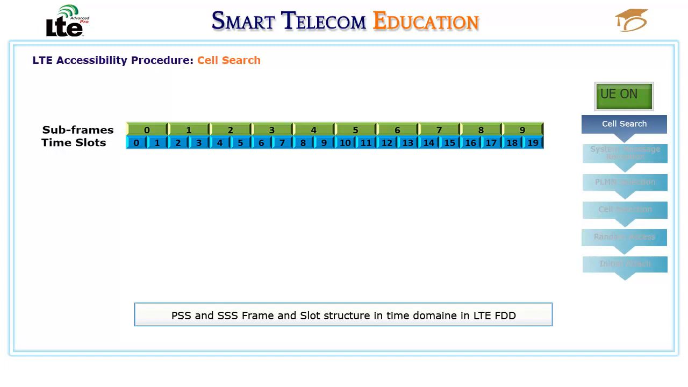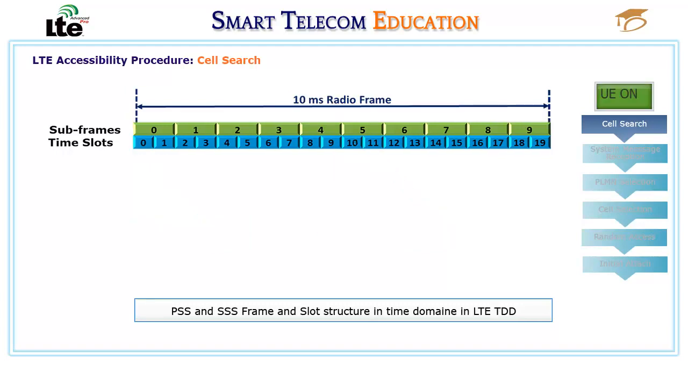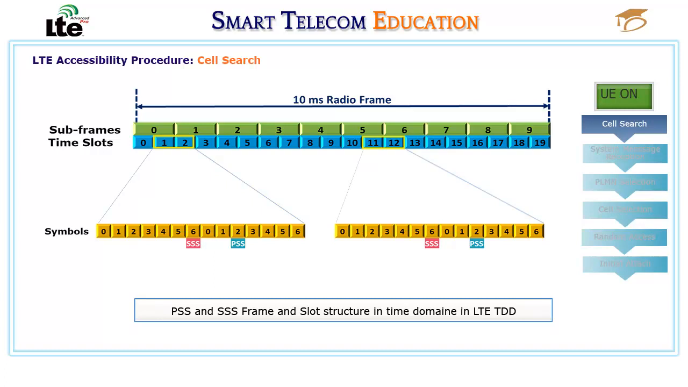The synchronization signals are transmitted periodically, twice per 10 millisecond radio frame. In an FDD cell, the PSS is always located in the last OFDM symbol of the first and 11th slots of each radio frame, and the SSS is located in the symbol immediately preceding the PSS. In a TDD cell, the PSS is located in the third symbol of the 3rd and 13th slots, while the SSS is located 3 symbols earlier.